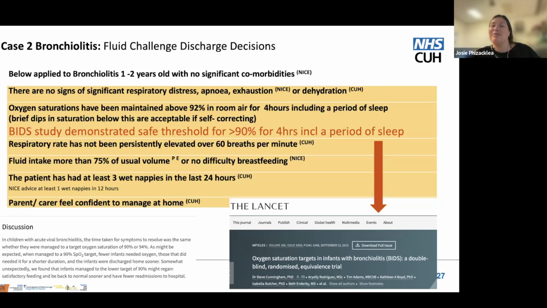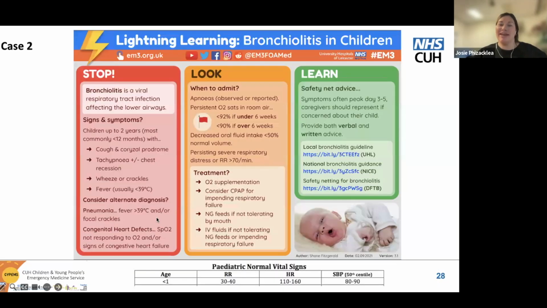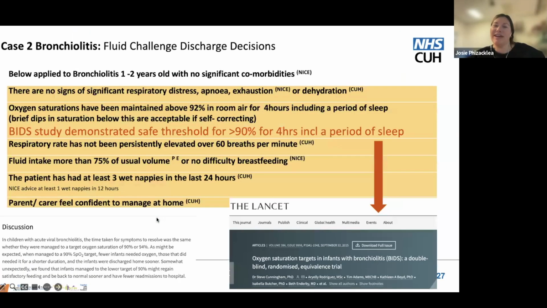And as Charlotte said, you might bear in mind what time they're at in their history. Is this day 1 and they're going to get worse? But it's just worth bearing in mind that study. I don't know many trusts that are currently strictly using that evidence base, so I don't think it's transferred into practice, but I think it's just worth bearing in mind.